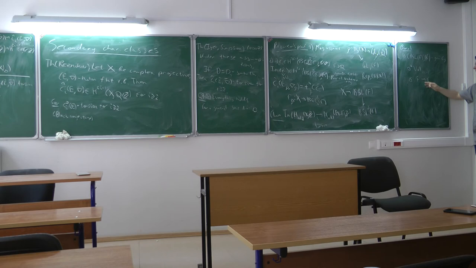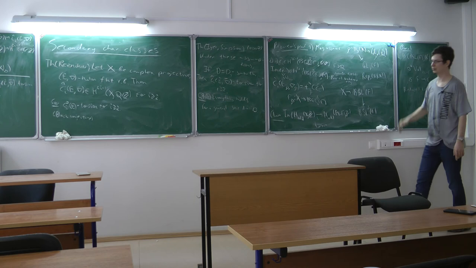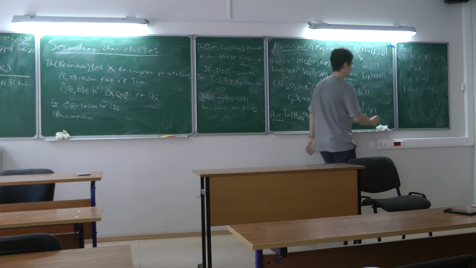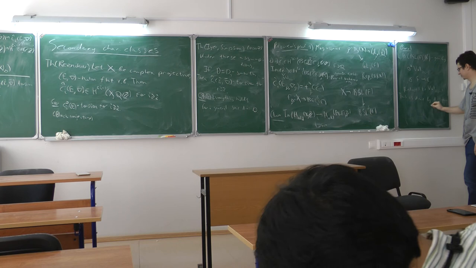Everything is reduced to just the statement about this volume regulator, so we care only about this imaginary part, and this is done by a certain differential geometric argument. I'm sorry, I'm confused. Yes. Why do we care only about?